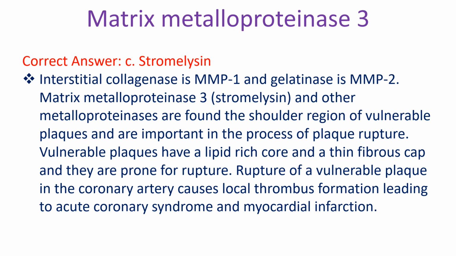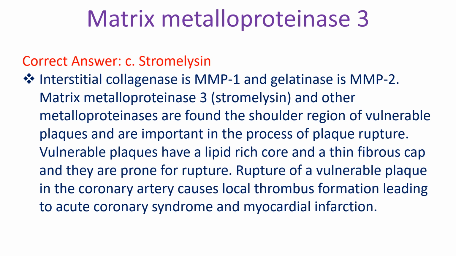Matrix metalloproteinase 3 and other metalloproteinases are found in the shoulder region of vulnerable plaques and are important in the process of plaque rupture. Vulnerable plaques have a lipid-rich core and a thin fibrous cap, and they are prone to rupture. Rupture of a vulnerable plaque in the coronary artery causes local thrombus formation, leading to acute coronary syndrome and myocardial infarction.